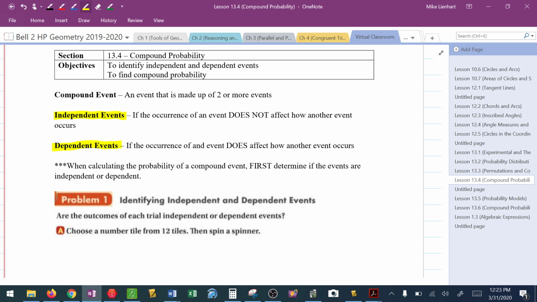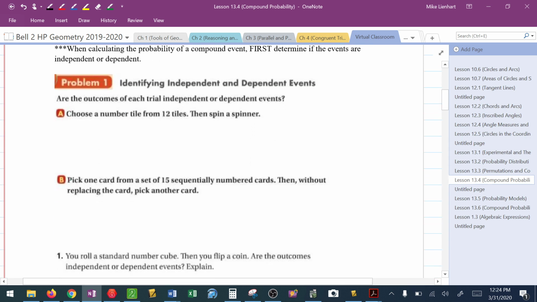But what if I asked you to take a card and then take a second card? Now you're talking about what are called dependent events. Because instead of having 52 cards in that deck, if you don't put the card back in, now you only have 51 cards in the deck. So whenever you're asked to calculate the probability of a compound event, the first thing you have to decide is, are these events independent or dependent? So let's focus on that first.